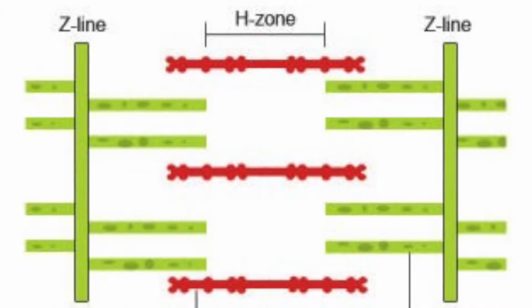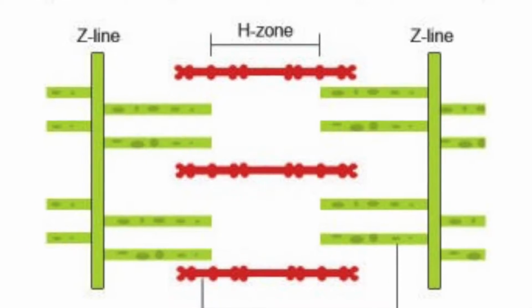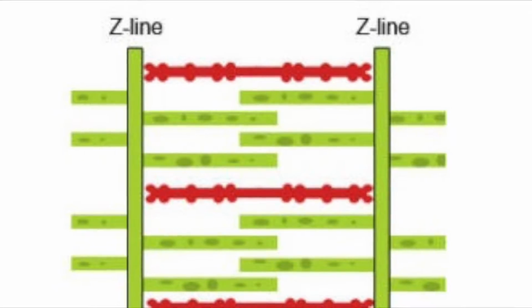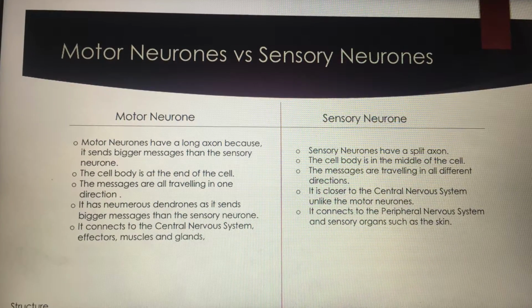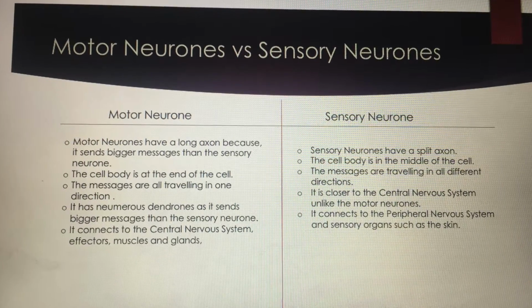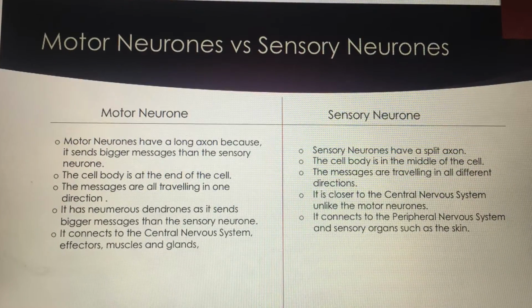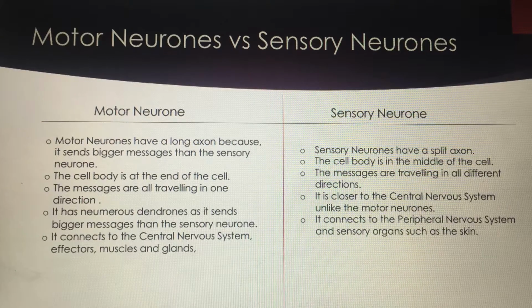This is muscles when they are relaxed, and this is muscles when they are contracted. Motor neurons have a long axon because they send bigger messages, whereas the sensory neuron has a split axon because they send smaller ones and their messages go in all different directions.